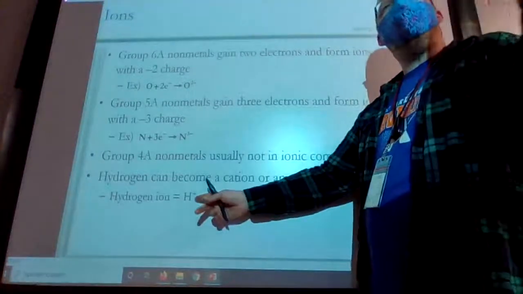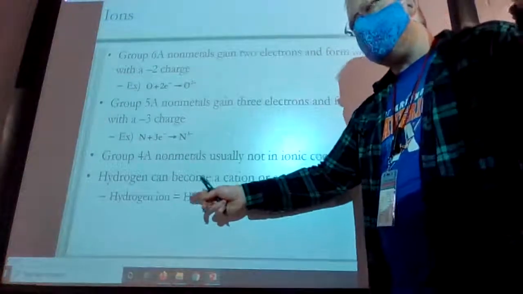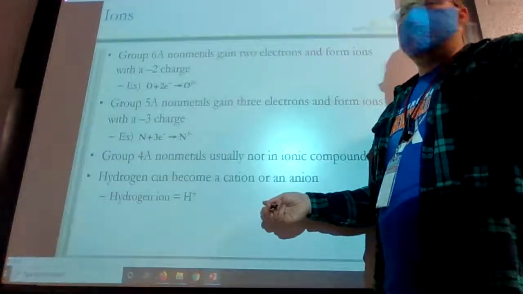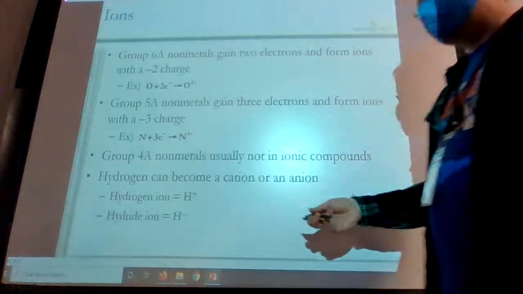So a positive hydrogen would be hydrogen ion. A negative hydrogen would be what? Hydride. Yeah, you add "ide" to the end. Hydride ion.